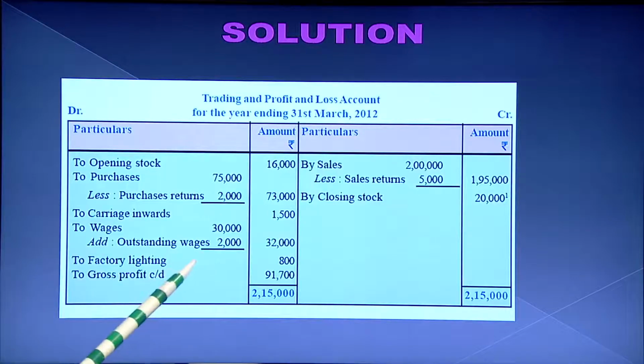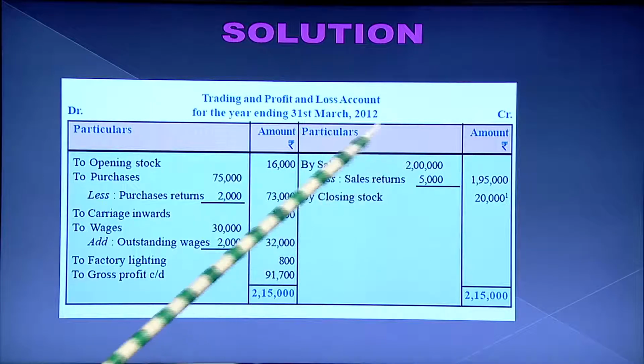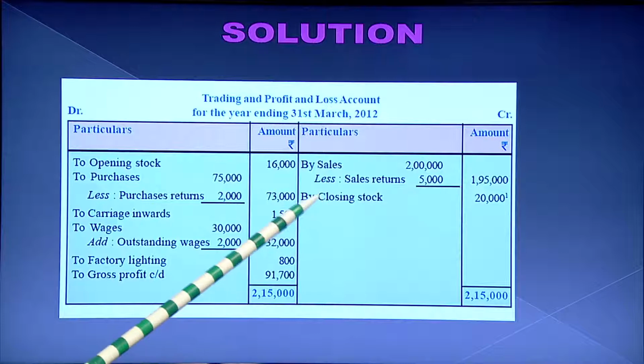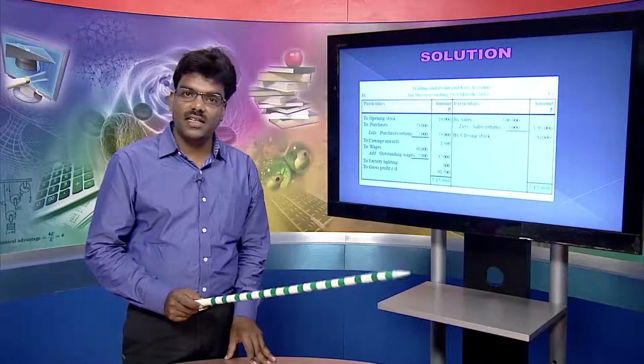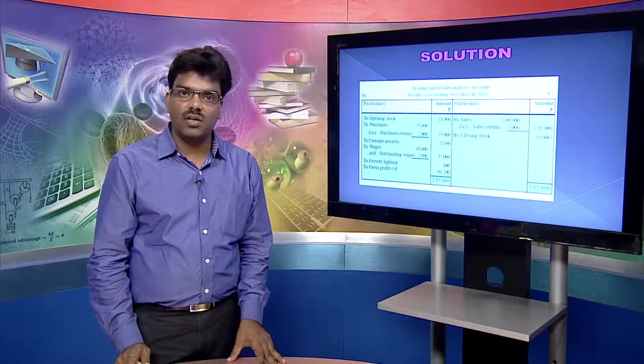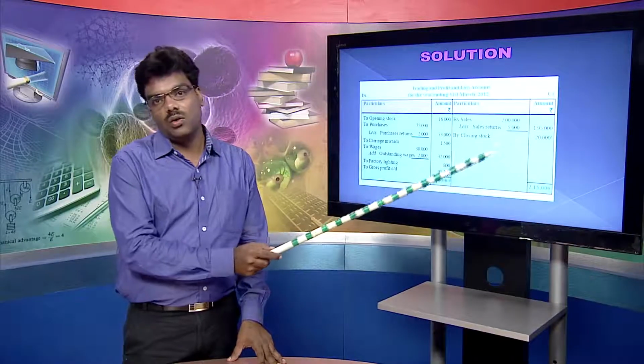Next is factory lighting, because in the bracket we have the word factory given in the question, that means this belongs to the trading account, and you write factory lighting rupees 800. Now, you will go to the credit side, and our total sale is rupees 2 lakh and the return is rupees 5,000. So, the net sale is rupees 1,95,000. Next is closing stock. I told you that market price or cost, whichever is less, and 20,000 and 38,000. So, the less amount is 20,000. So, we write 20,000 as closing stock.